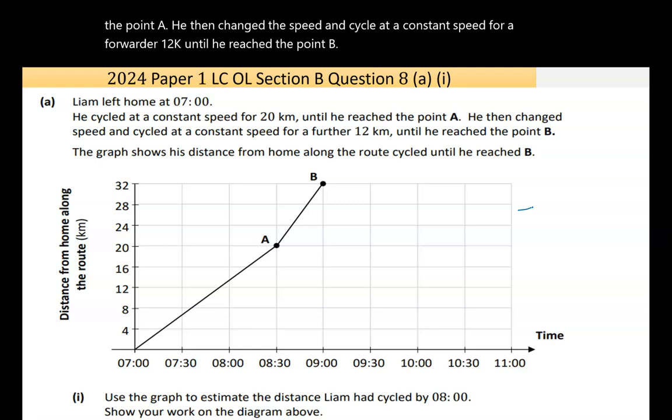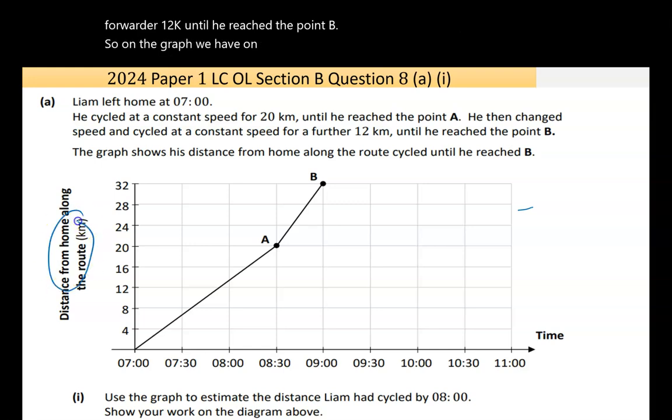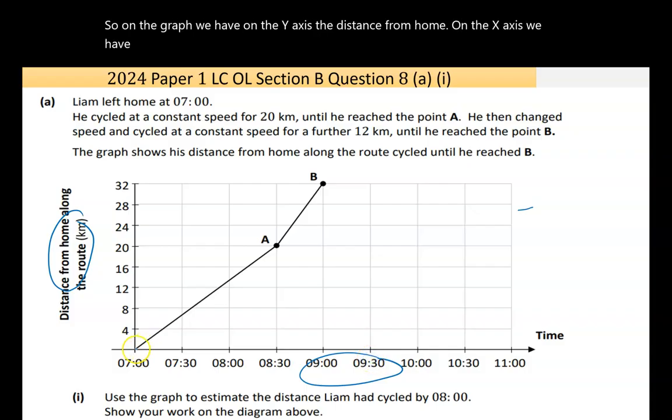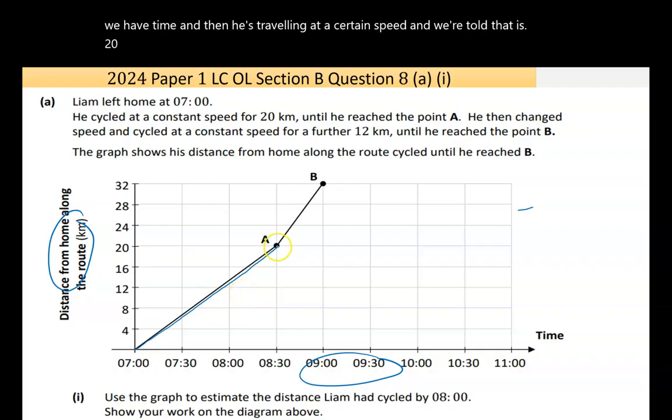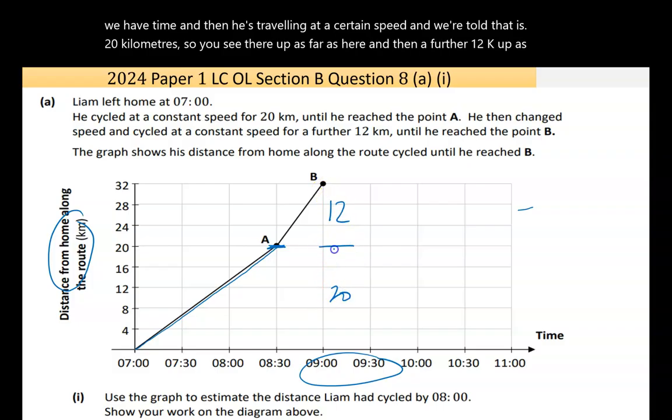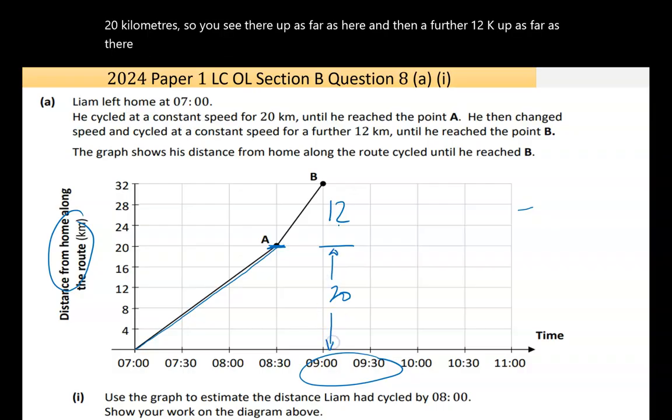So we see on the graph, we have on the y-axis the distance from home. On the x-axis, we have time, and then he's traveling at a certain speed, and we're told that is 20 kilometers. So you see there up as far as here, and then a further 12k up as far as there. Now I don't necessarily need all these in the graph, just making sense of it.